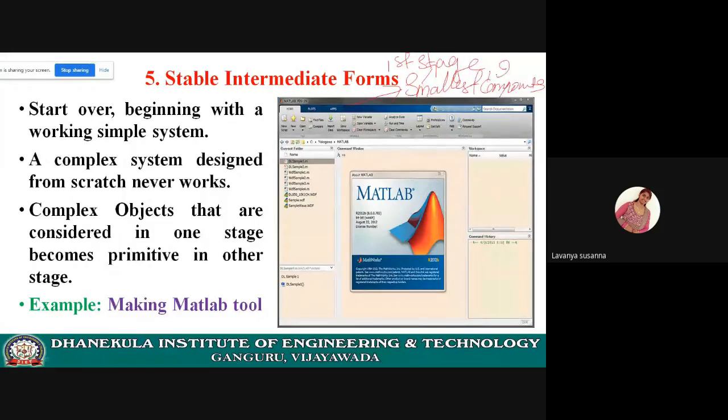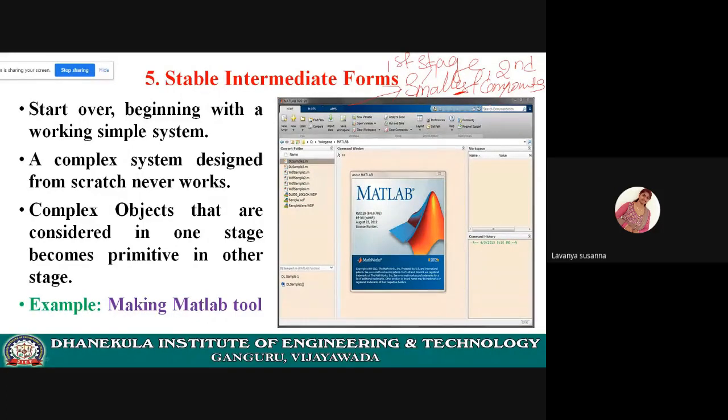And in the next stage, the second stage, you must add some features to the smallest components, which become some complex components. In another stage, again, you must add some other features. So keep on going, and you will build a complex system. Stage by stage you need to develop. You should not develop all at once.